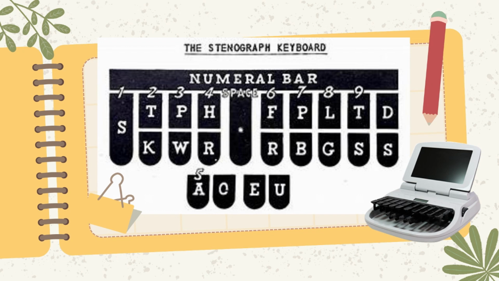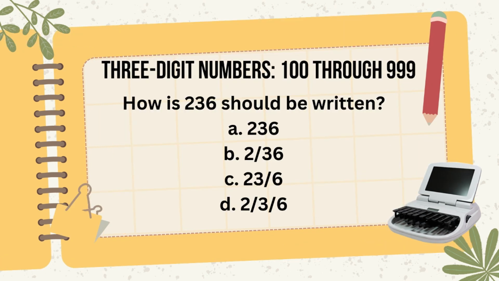For zero, vowel O and the numeral bar. For number six, final F and the numeral bar. For number seven, final P and the numeral bar. Number eight is final L and the numeral bar. And lastly, number nine is final T and the numeral bar.